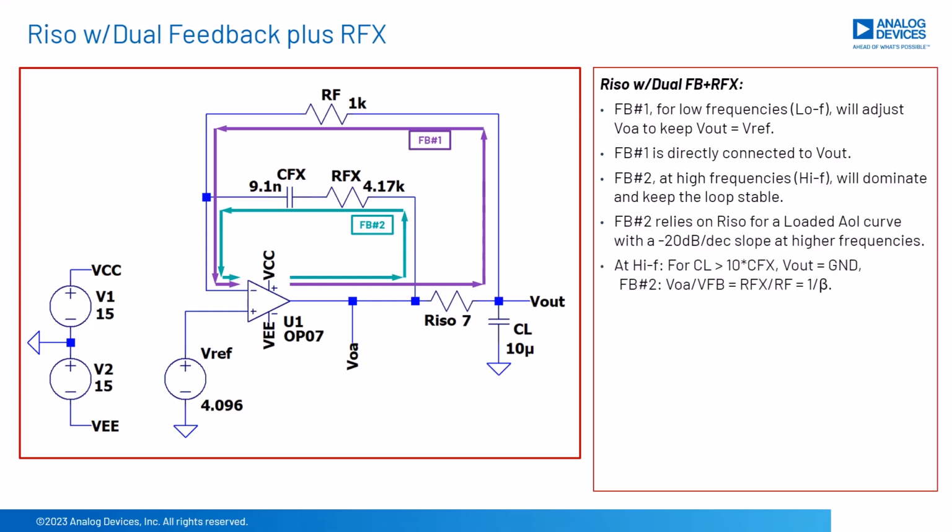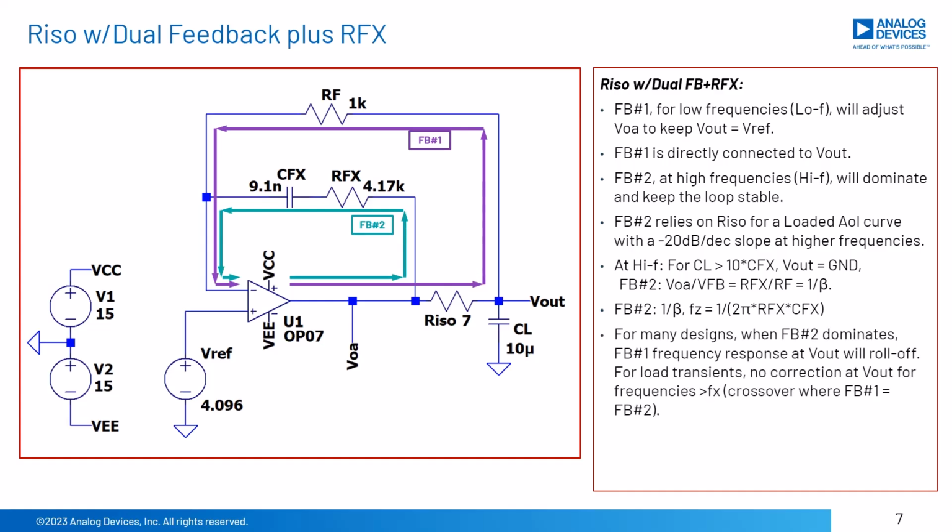For any practical implementation of this topology, CL is much larger than CFX, which forces the high-frequency FB number 2's 1 over beta to be approximately RFX over RF. FB number 2's 1 over beta will have a 0 in it at Fz equals 1 over 2 pi RFX CFX, and from DC to Fc a minus 20 dB per decade slope.